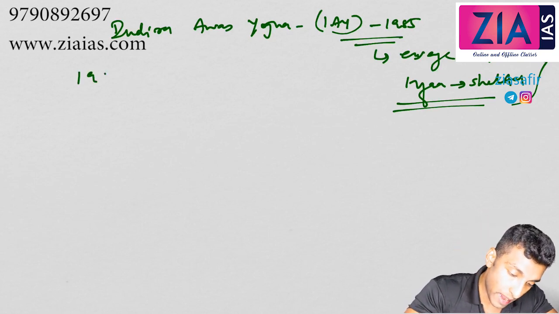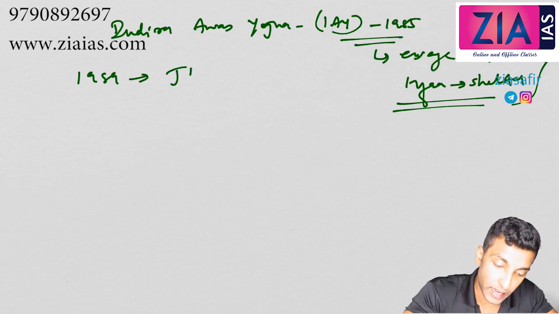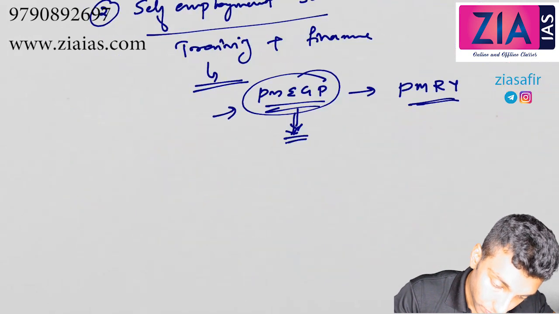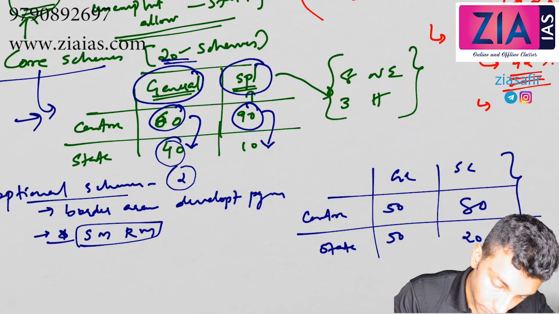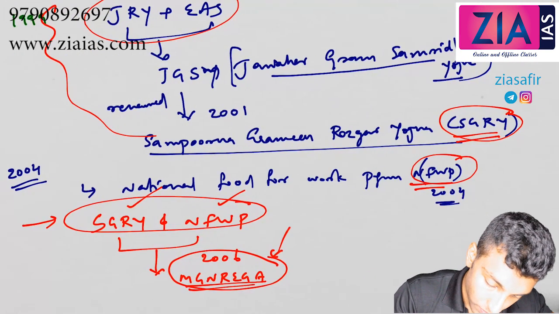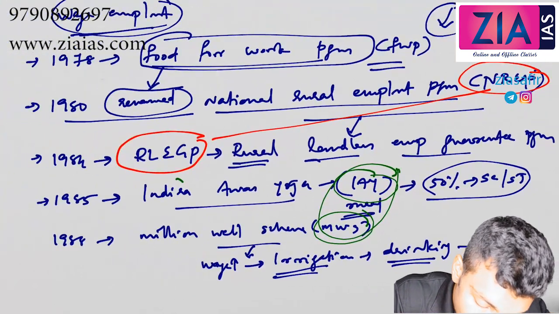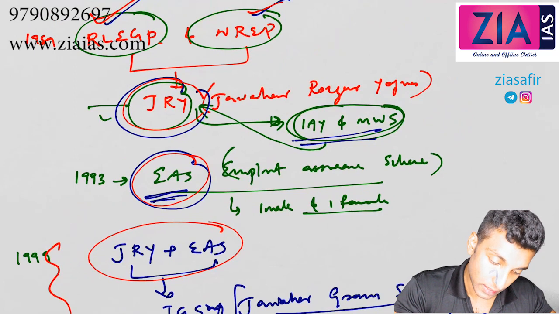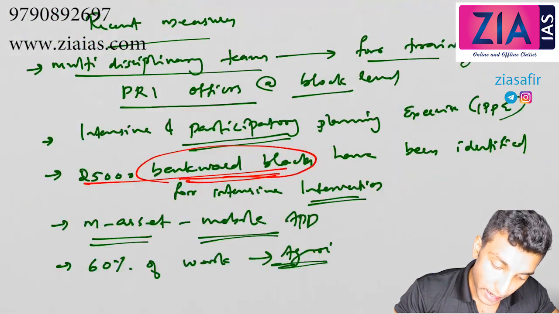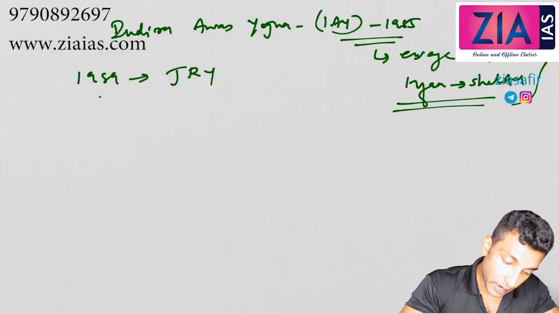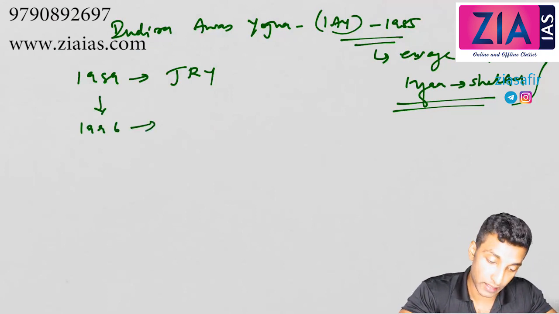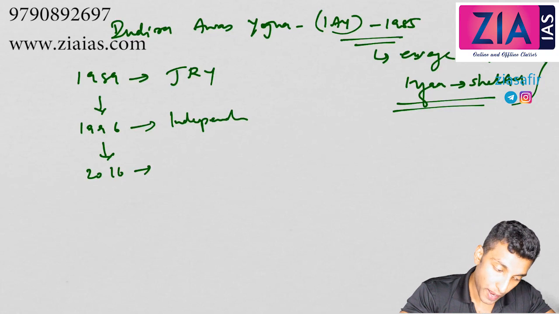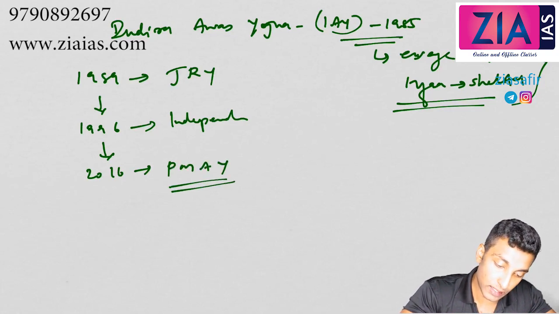Now in 1989, it was made a sub-scheme under JRY. So here we have discussed that, right? When we discussed Indira Awas Yojana and Million Wells Scheme, they actually merged. Somewhere here we have discussed, under Jawahar Rozgar Yojana. So it was made a sub-scheme under Jawahar Rozgar Yojana, but in 1996 again it was made an independent scheme. Okay, and then in 2016 it was renamed and became part of Pradhan Mantri Awas Yojana. 2016, Pradhan Mantri Awas Yojana.